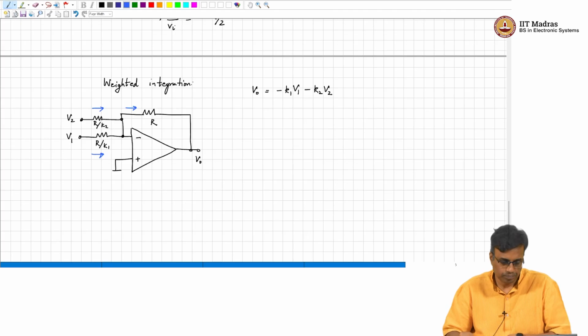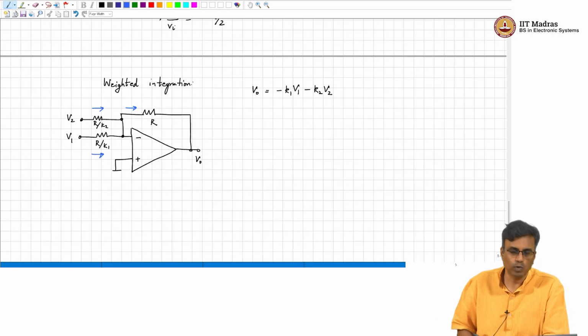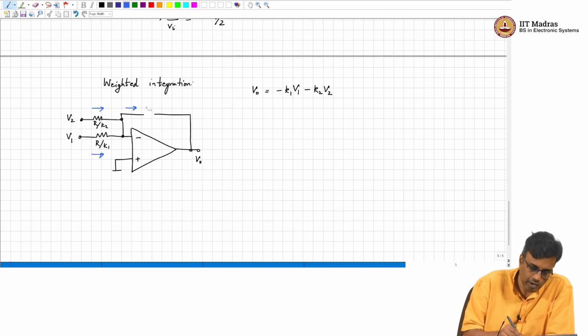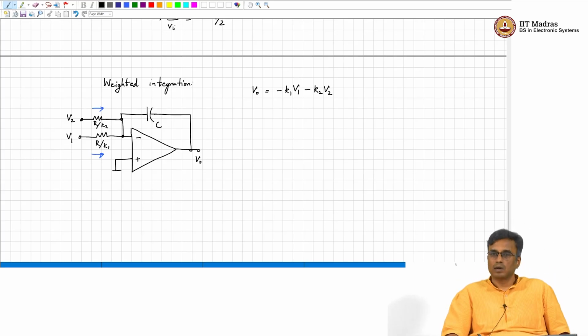Okay. Now, if you want weighted integration, what should we do? Well, we know that the capacitor integrates current and generates voltage. So, that is straightforward too. Put a capacitor there. So, what is the output voltage?